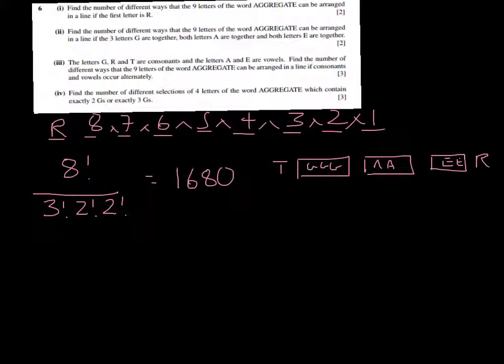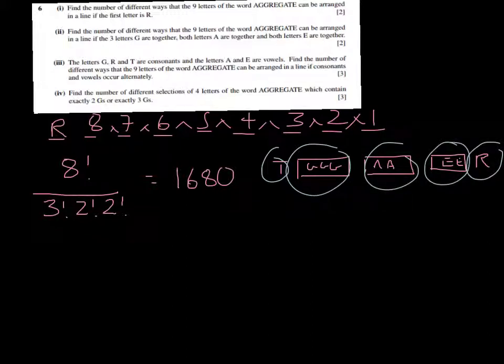This one doesn't say which letter has to be first, so they just have to be together. So what I've got here is 1, 2, 3, 4, 5 objects to arrange. So it's 5 factorial. And you might be thinking, well, how come in this case we don't need to divide through by the duplicate G's, duplicate A's, and duplicate E's?